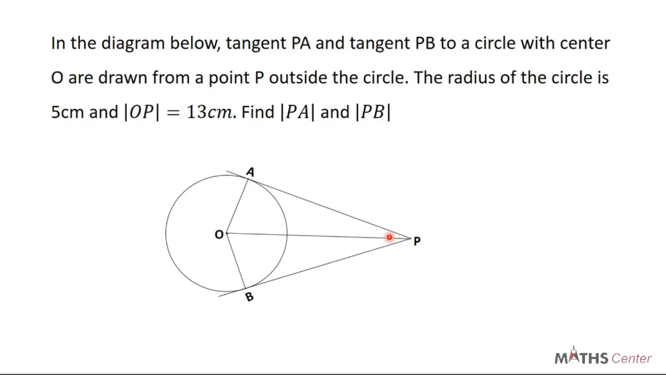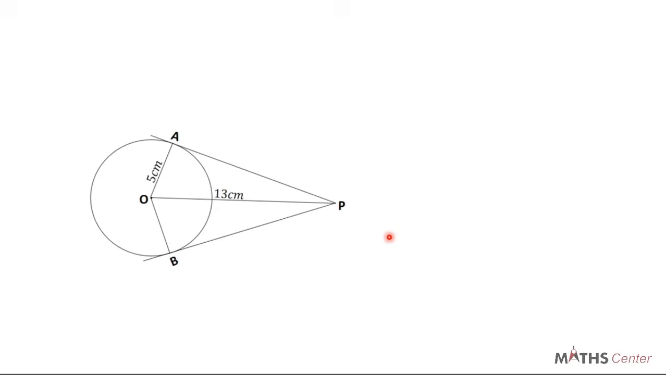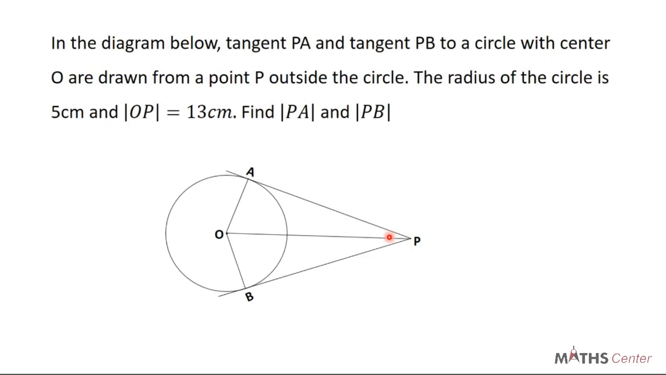So the preamble explains everything in the diagram. We have tangents PA and PB, and you are saying that PA and PB are tangent to the circle from a point outside the circle, which is point P. The radius of the circle has been given to us and OP has also been given to us, so we are supposed to find PA and PB. So let's begin with PA, then from there we move on to PB.